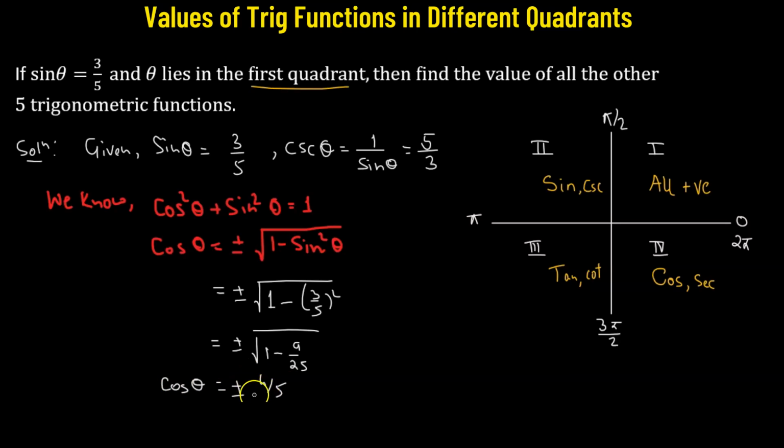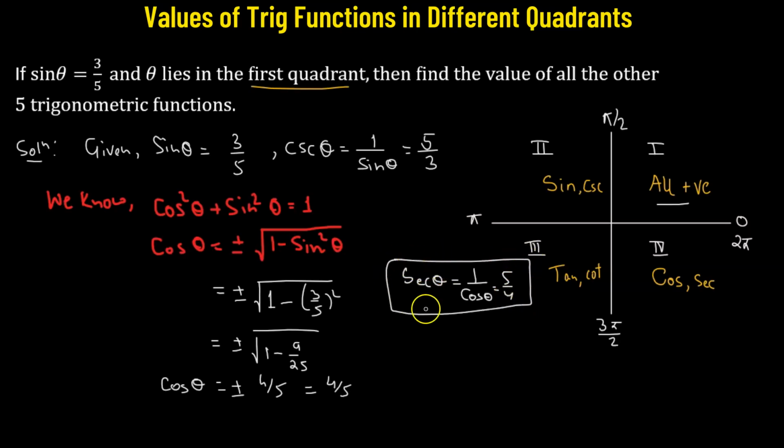Since we are getting 2 values, one is positive 4 over 5 and the other is negative 4 over 5. And we are in the first quadrant. In the first quadrant, everything is positive. So that means we will only consider the positive value, which is 4 over 5. Fine. Since we have the value of cosine theta, we can immediately obtain the value of secant theta, because we know that secant theta is the reciprocal of the cosine function. So that's going to be equal to 5 over 4. So this is secant theta.